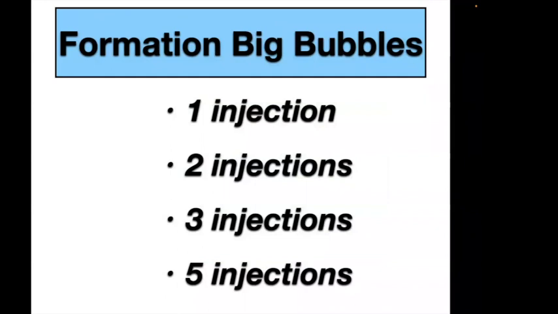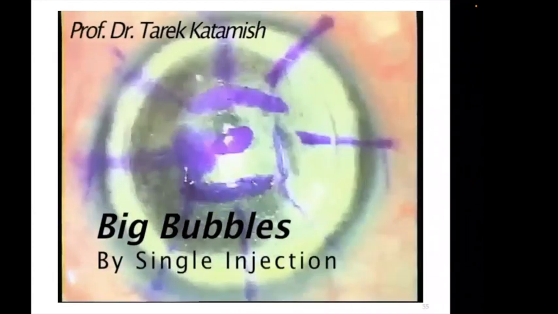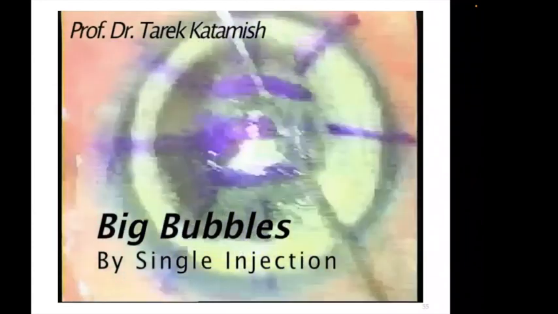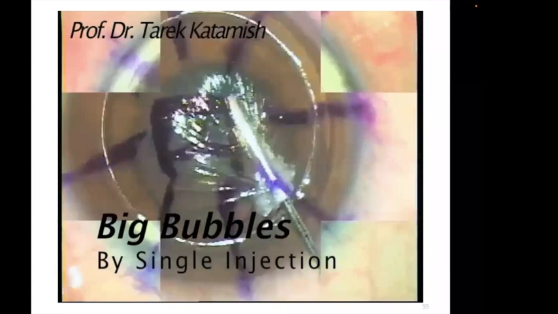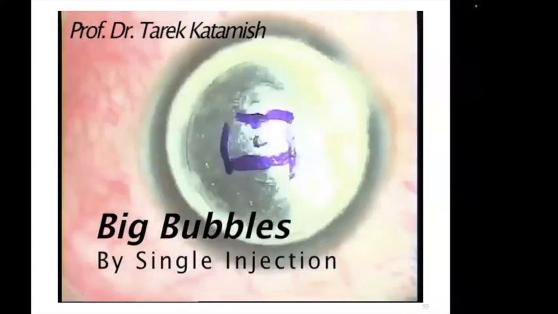Sometimes we have the big bubble from the first injection, as I have shown previously, but sometimes you may need to inject a second time or third time or even up to 5-6 times. So these are examples of how to get the big bubble from the first injection. Usually the straightforward keratoconus patients have a high success rate, and if you are making the deep injection, you will be having the bubble the first time.